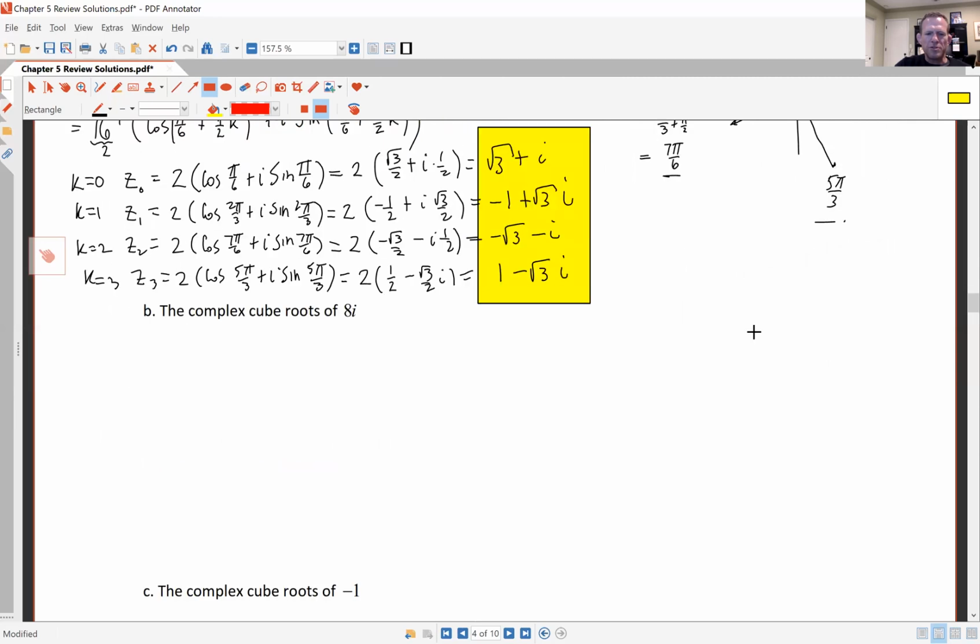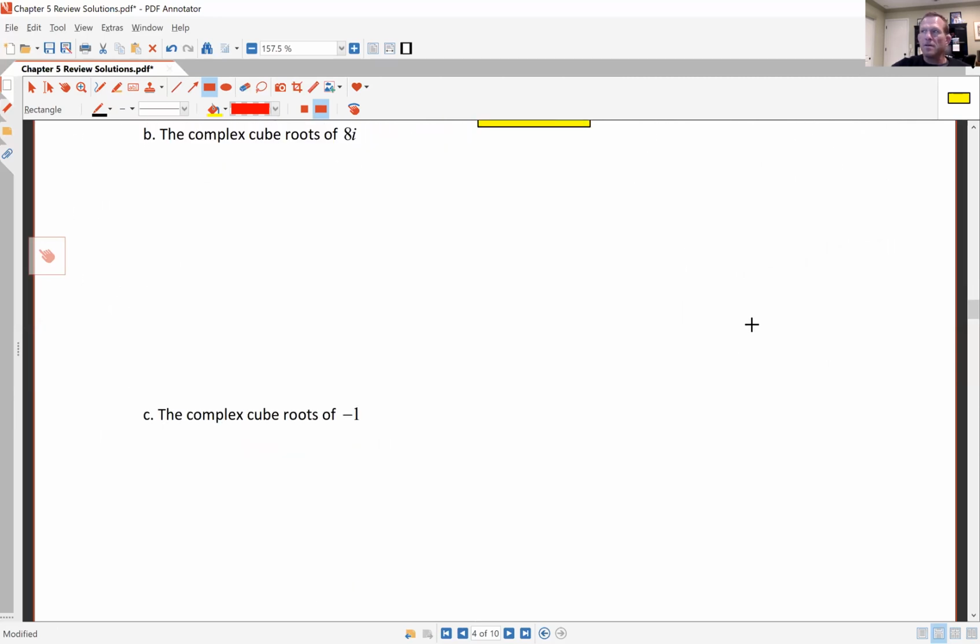The complex cube roots of 8i. We know that 8i has a modulus of 8 and an angle of pi over 2. But remember, we have to always add and get all coterminal angles in there.